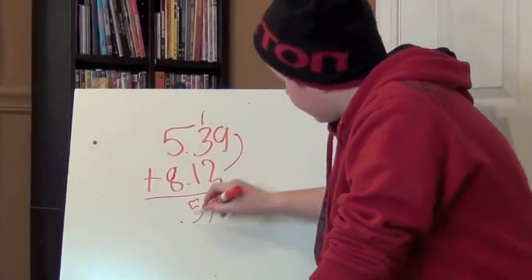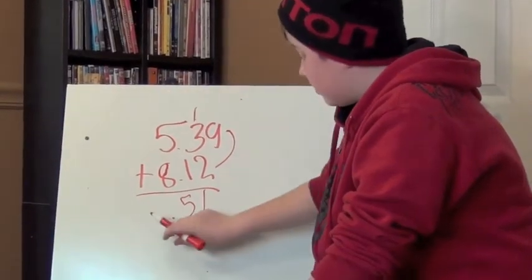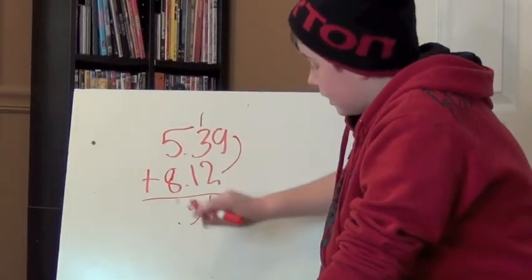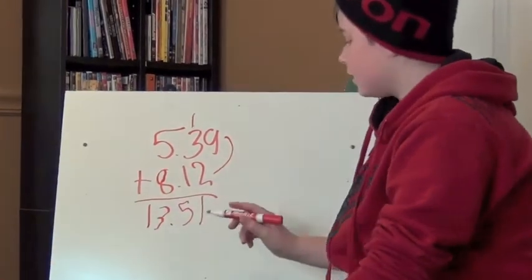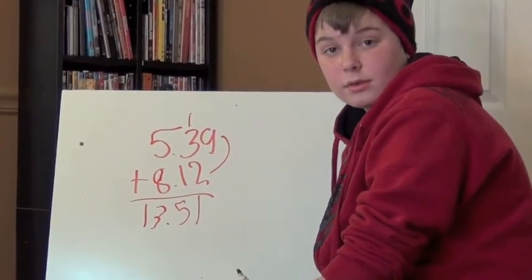4 plus 1, which is equal to 5. So 5. Now that we're into whole numbers, because it's beyond the decimal, you just add it. 5 plus 8 is 13. And it's 13.51. Any questions?